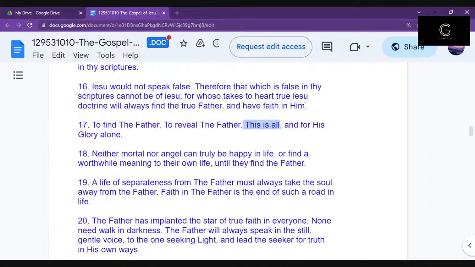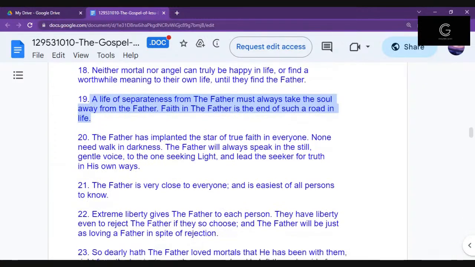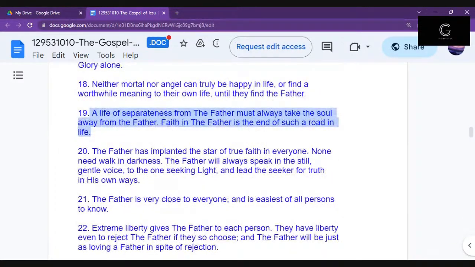Neither mortal nor angel can truly be happy in life or find a worthwhile meaning in life until they find the Father. A life of separateness from the Father must always take the soul away from the Father. Faith in the Father is the end of such a road in life. The Father has implanted the star of true faith in everyone. None need walk in darkness. The Father will always speak in the still, gentle voice to the one seeking light and lead the seeker for truth in his own ways.